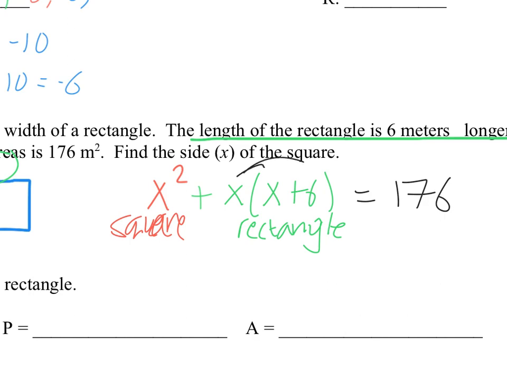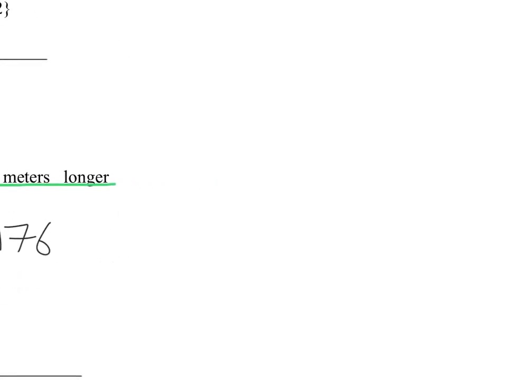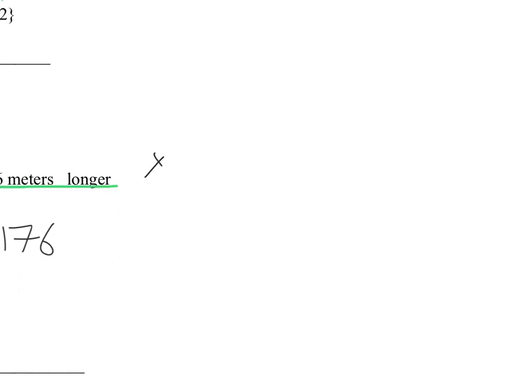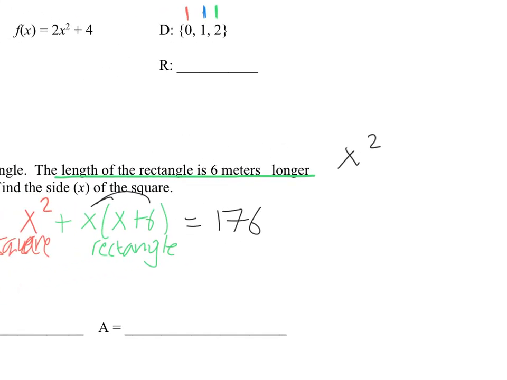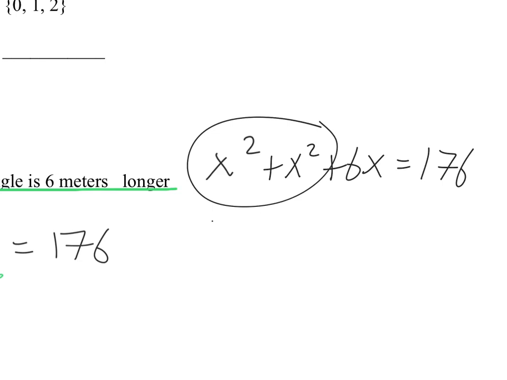I'm going to distribute this. So x squared, when I distribute that, is going to be another x squared, and then a 6x equals that 176 still. Okay, then I solve. I can combine these two, so I have 2x squared plus 6x equals 176.